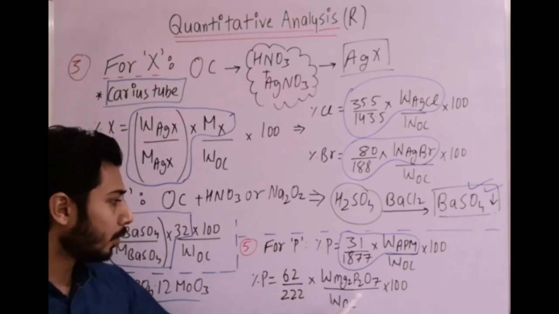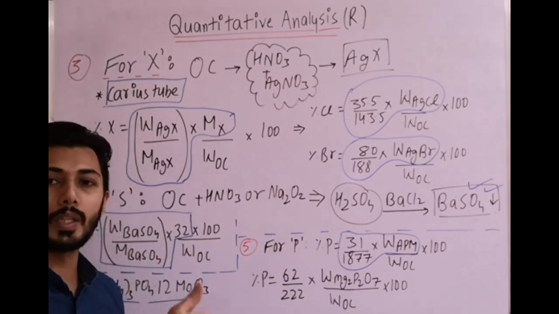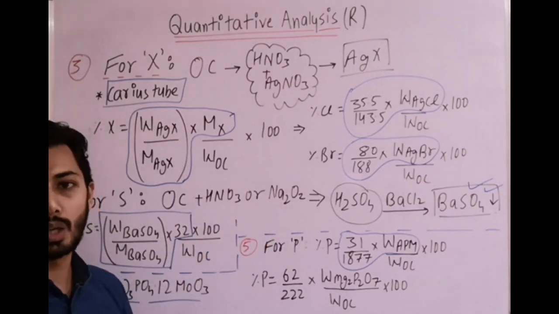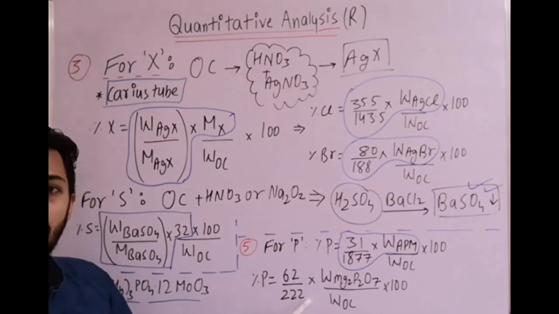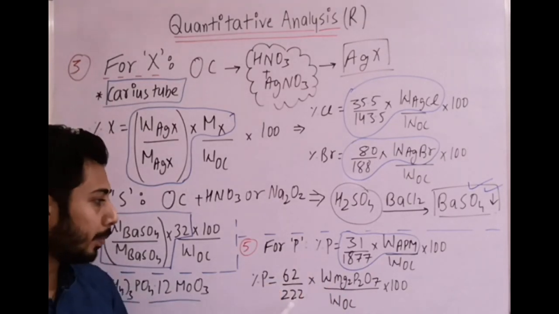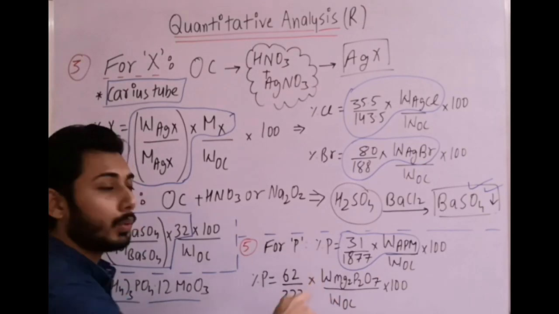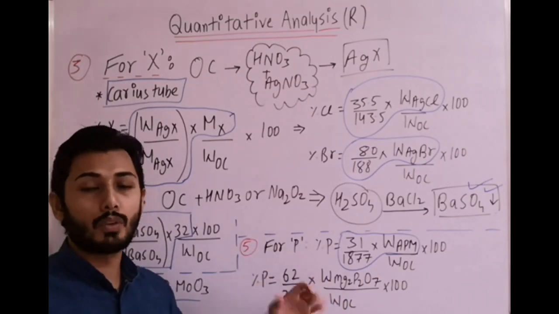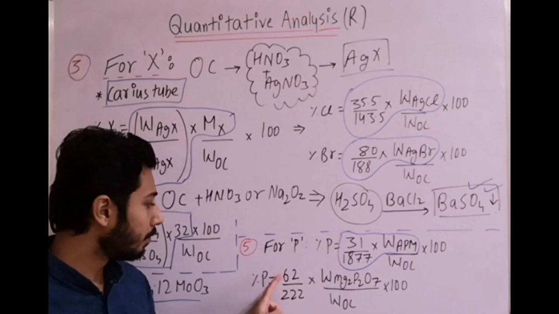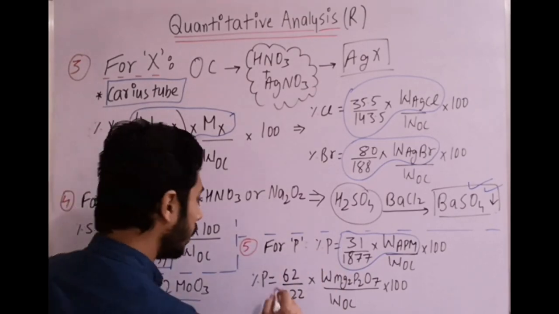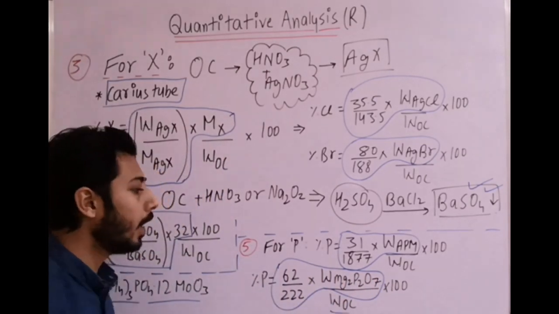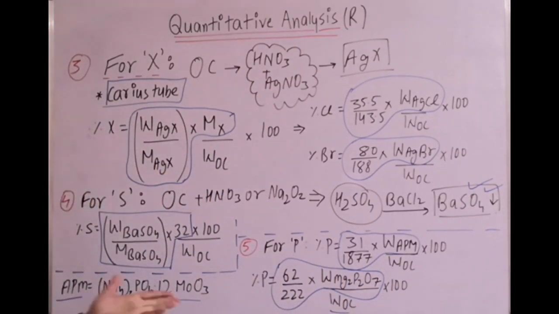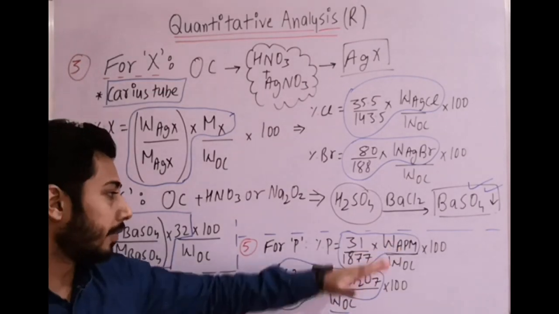And now in this we know that there are two phosphorus atoms, so multiplied by 2 to get the moles of phosphorus. So here, this will be the moles of Mg2P2O7, multiplied by 2 you will get the moles of phosphorus, multiplied by the atomic mass of phosphorus, that is 31, and this term becomes completely the mass of phosphorus divided by the weight of organic compound, and then you will get the percentage of phosphorus. So these are the two different precipitates given.